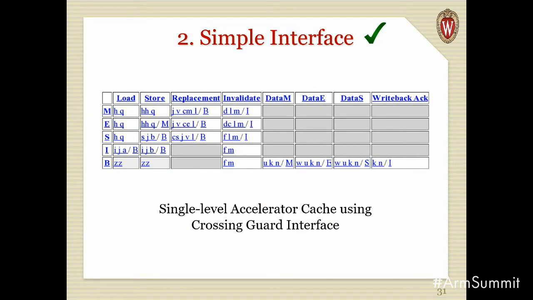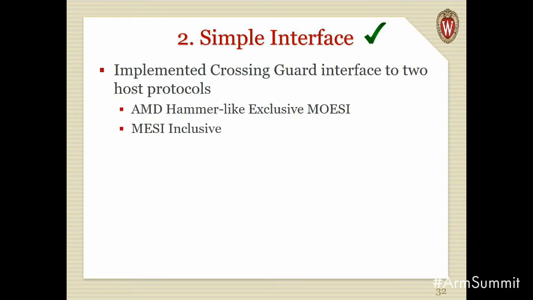So this is the complete protocol table for the single level accelerator cache. There are five states. One of them, the B state, is the only transient state in the protocol. And if anybody has done protocols, you should go ooh, because that's unheard of. It's a very, very simple interface.